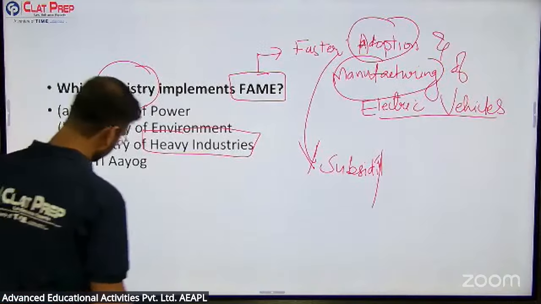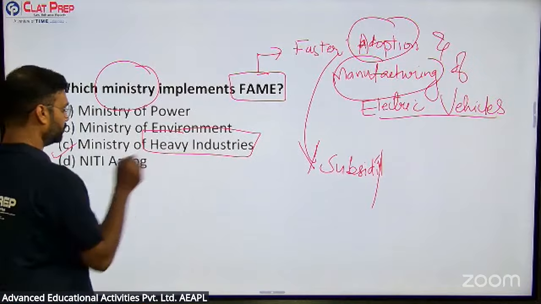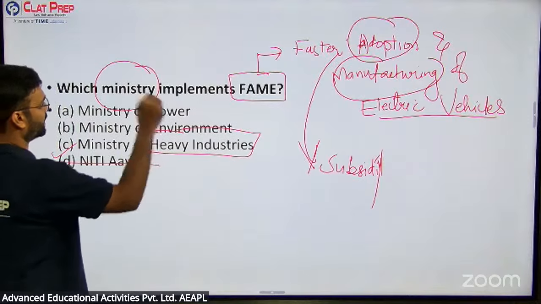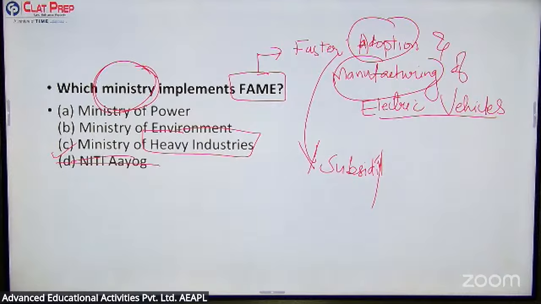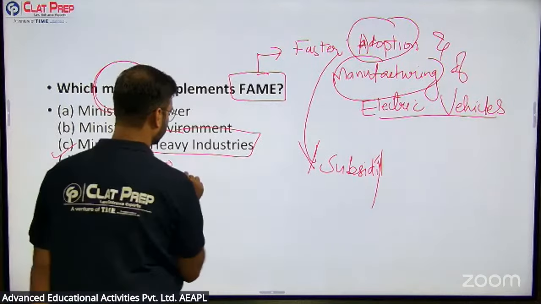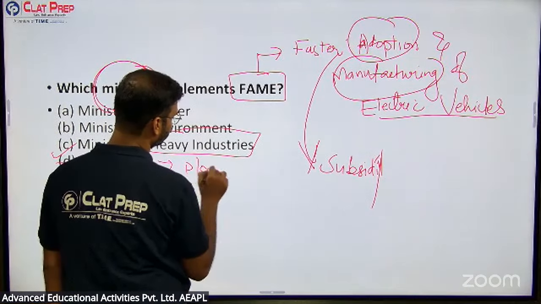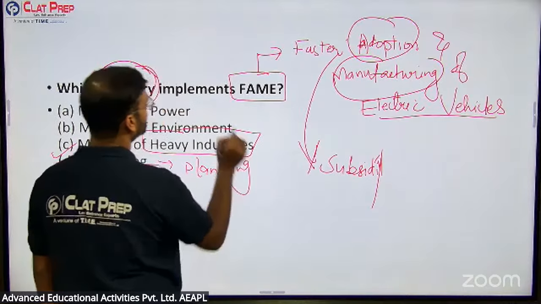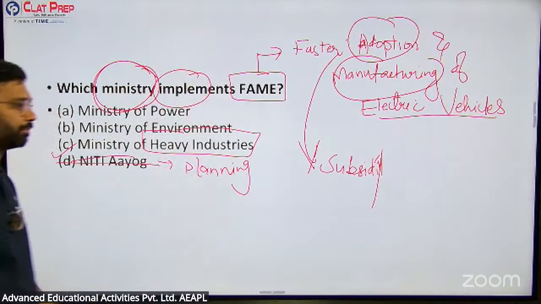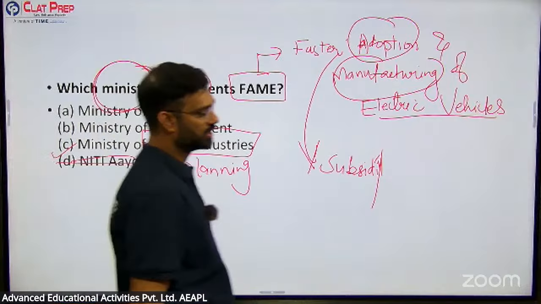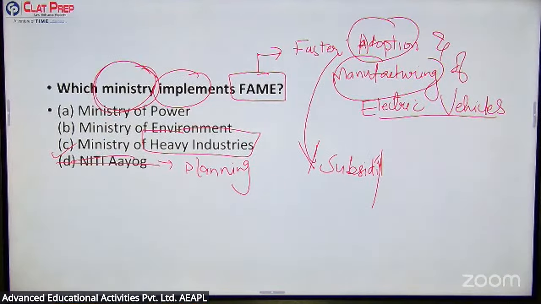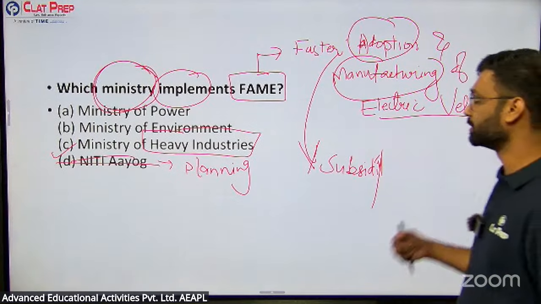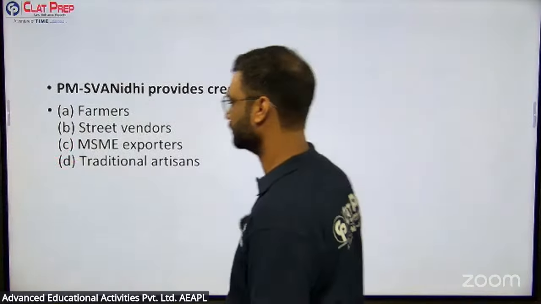Certainly, if in the previous question you can eliminate this option because they're asking about a ministry. Niti Aayog is not a ministry. It's not an implementation body. It's a planning body. Whereas the question asks us about the implementing agency, which is responsible for implementing the FAME scheme, faster adoption and manufacturing of electric vehicles.